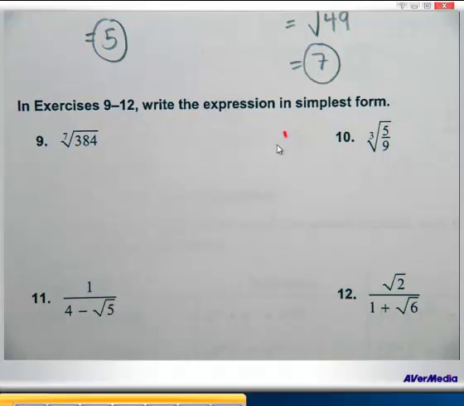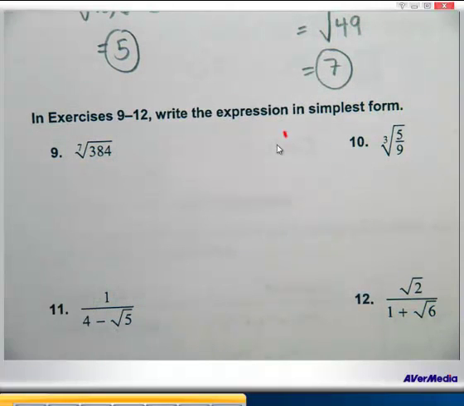In the denominator for this whole section. So number 9, luckily, there's no fraction, so we don't have to worry about that. But the number 384 does not have a 7th root. If I try to do the 7th root of 384, it doesn't work. It doesn't come out to be a whole number.